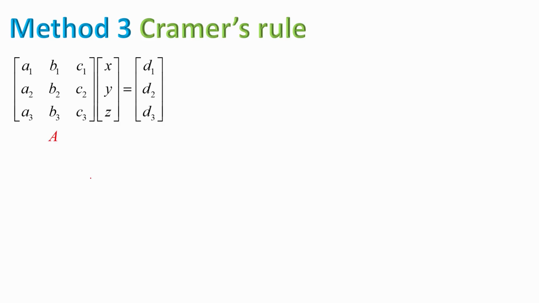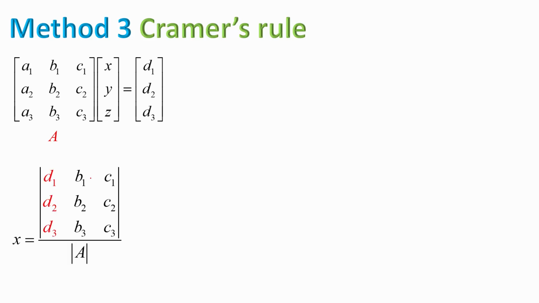Okay, finally the third method, Cramer's rule. This is probably the most direct method, probably the easiest and the fastest. Again, let's look at our three equations in matrix form. We can write down the solutions readily using the coefficients we have.